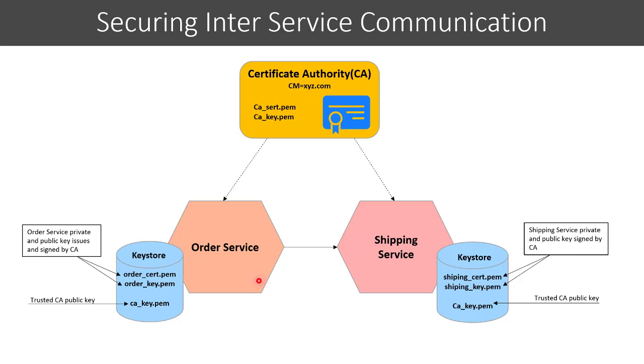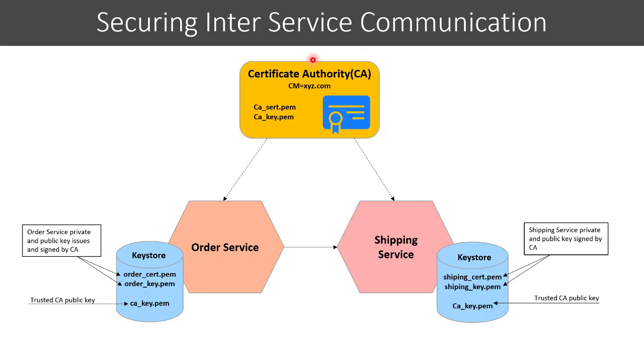If you consider an example where the order service wants to communicate with the shipping service, in order to establish trust between the order and the shipping service, we need a third party called a certificate authority, trusted by all microservices. So we create our own internal authority which issues and signs the certificates for all our internal microservices.